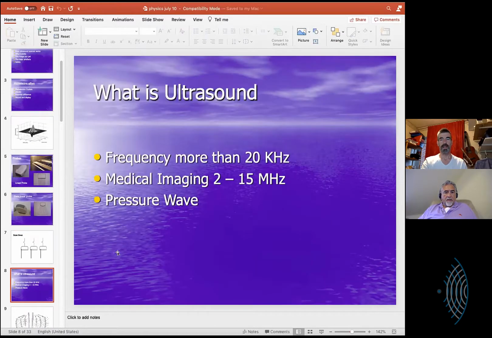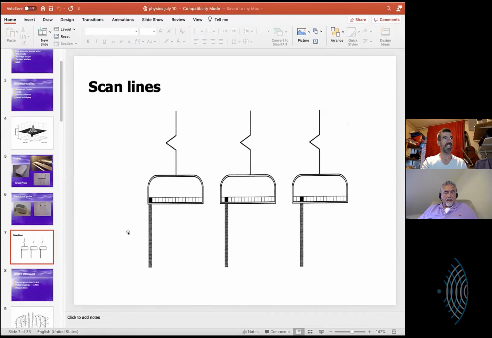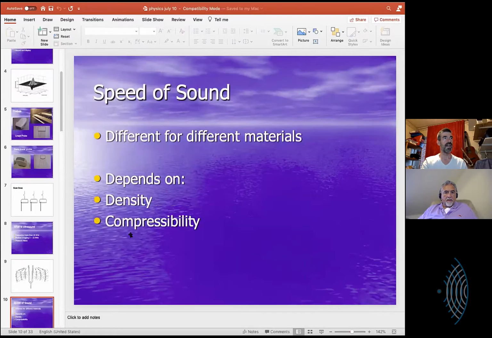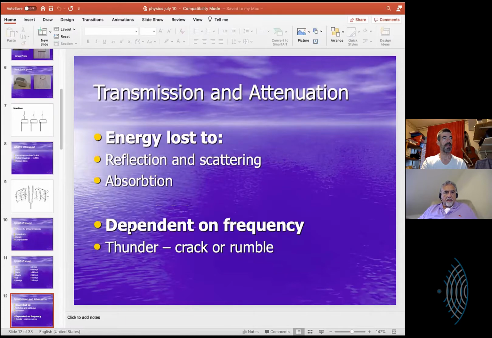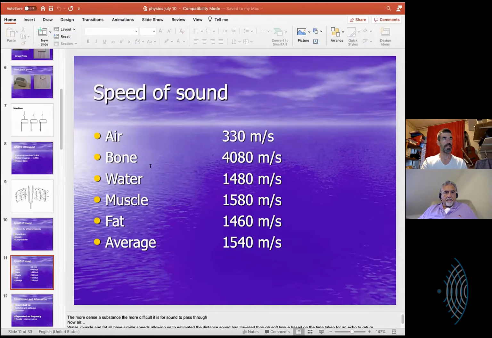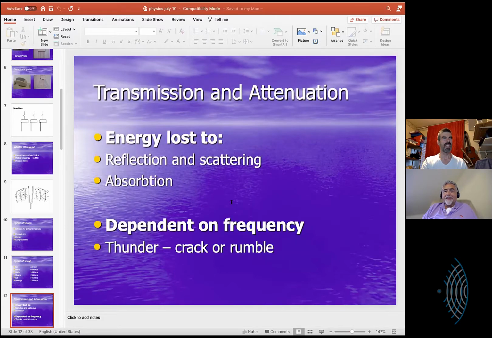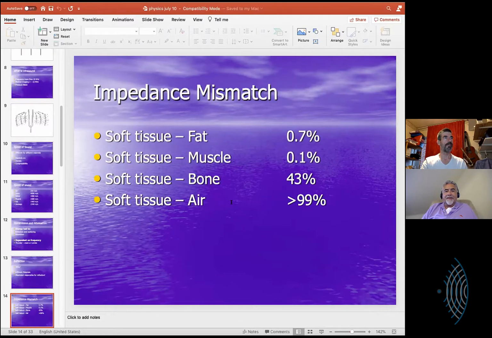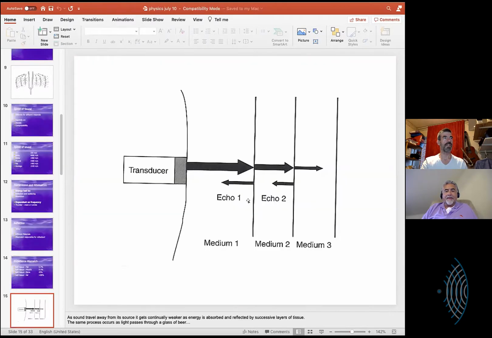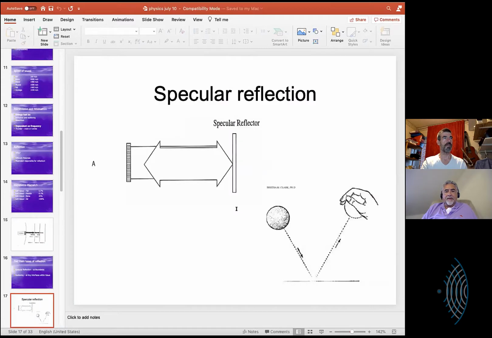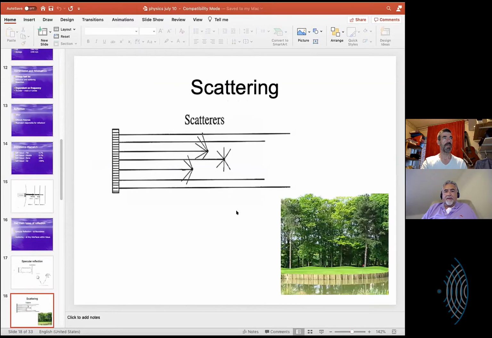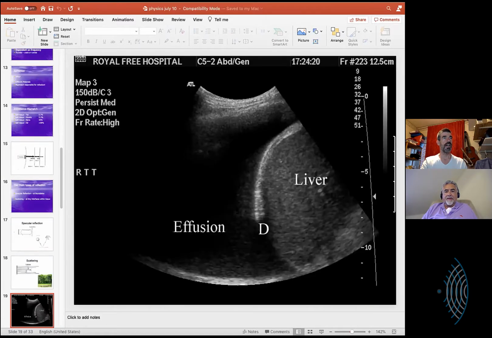So we talked about scanlines. This is always one that I used to test my students on. They never got it: the speed of sound in all the different structures. I don't think you really need to know that. Impedance mismatch, how the image was taken up, the difference between specular reflection and scattering.